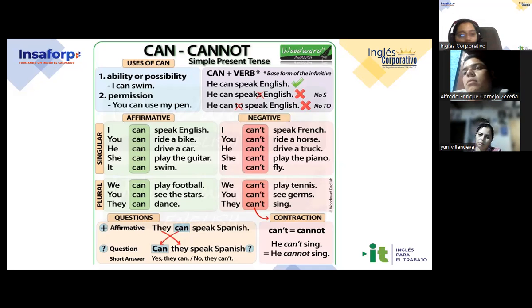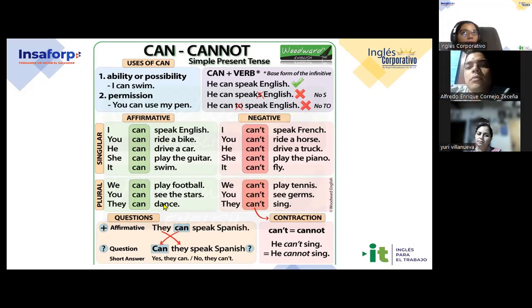Entonces, todo esto lo que nos está generando es que nuestro conocimiento sea desarrollado. Ok, you have to develop and you have to apply in every single exercise. Ok, muy bien. Ok, so let's continue. Ok, you say this one. You say, affirmative. Just we have can.